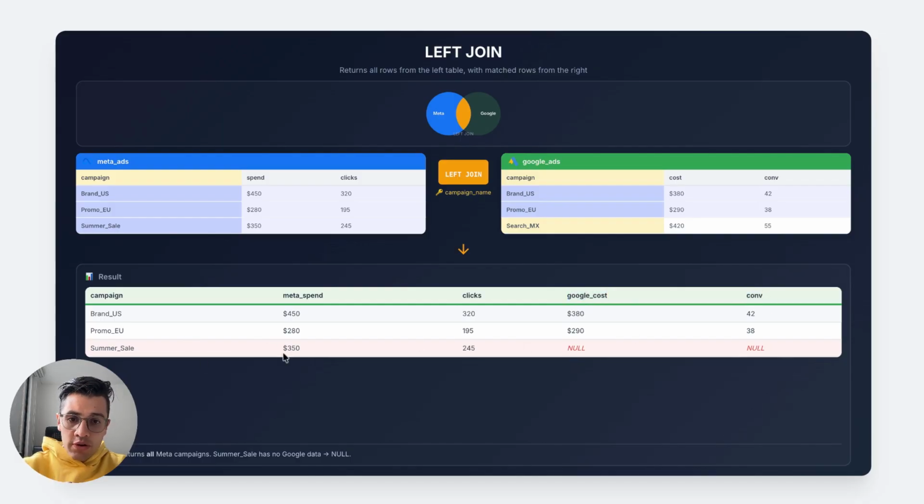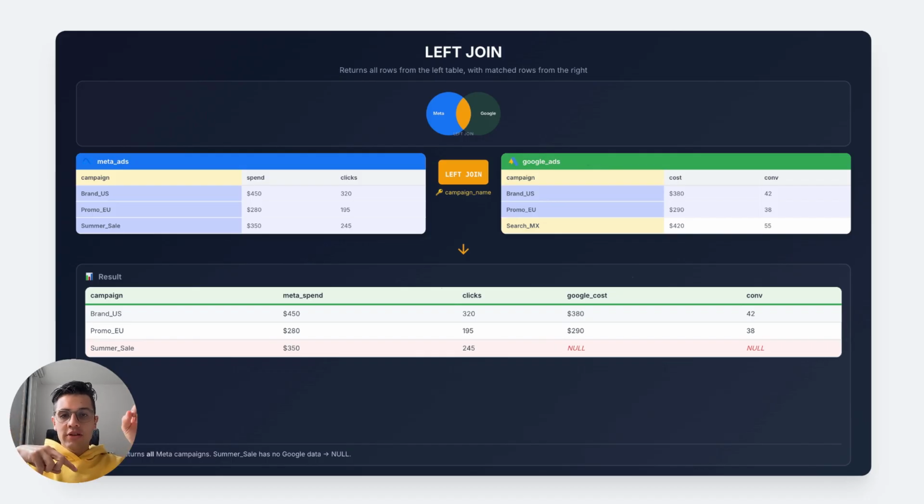Notice that for Summer Sale, in the Google cost and conversions columns, it appears as null. Why does it appear as null? Because this campaign that is in Meta Ads does not exist in the Google Ads table. So we don't have data of what the cost of the Summer Sale campaign was inside Google Ads, or what the conversions were, because that campaign doesn't exist here in the right table. So this is how the resulting table will be after we do a left join.